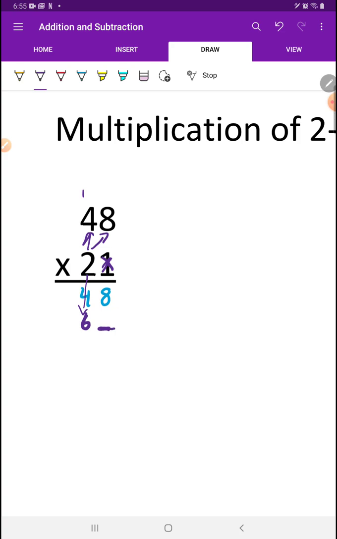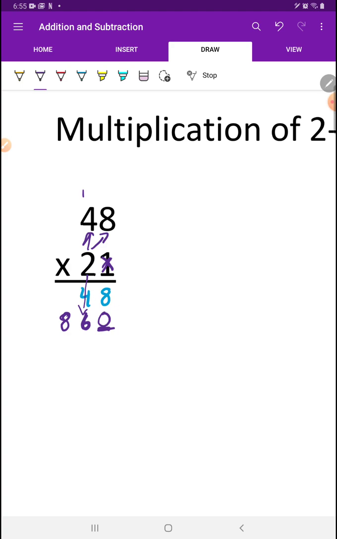And you see how we've left this empty? Now I usually put a 0 in it because that way I remember and I don't write something there by accident that I'm not supposed to write. Okay? And then we go 2 times 4, which is 8. Okay?